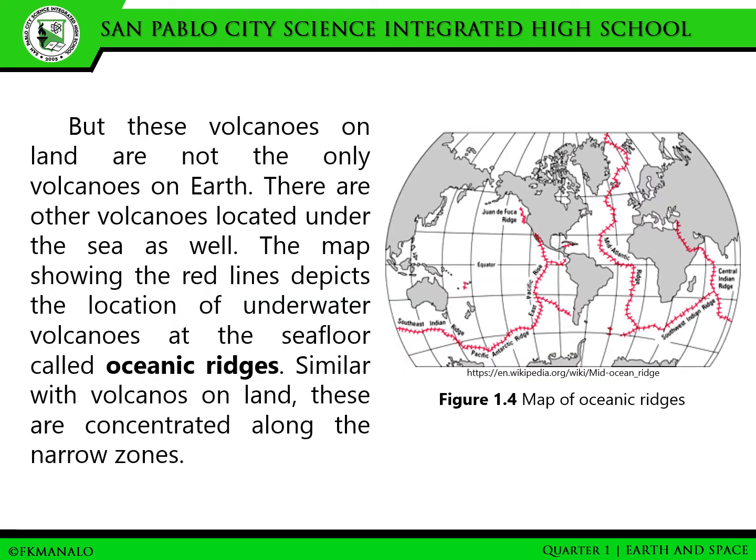However, volcanoes are not only found on land. There are other volcanoes located under the sea. The map showing the red lines depicts the location of underwater volcanoes at the seafloor, and these are called oceanic ridges. Similar to volcanoes on land, these are concentrated along narrow zones.